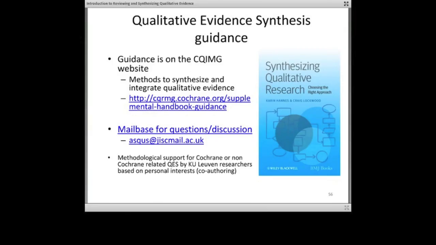This whole choosing process is outlined in one of the books we produced with some of the colleagues of my methods group. It's available, and we also have a mail base from the Cochrane Qualitative Implementation Methods Group where people can post questions for discussion. If you're stuck in choosing things, if you're stuck in definitions, or you don't know how to approach things, sometimes people post questions to us, and we do our best to try and answer those as well.